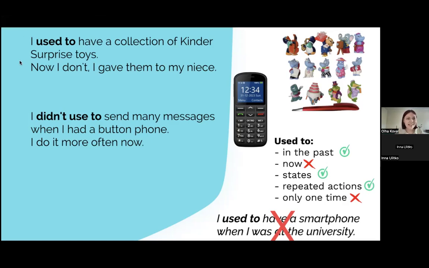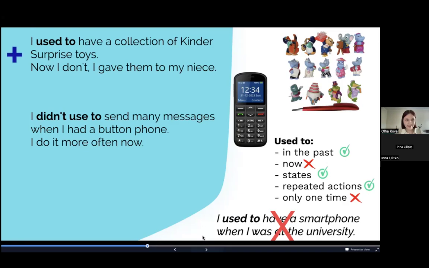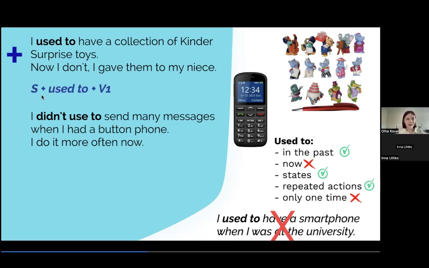So let's go on. Let's look at the first sentence. This one is obviously a positive sentence. I used to have. So let's look at the formula of the sentence. First of all, we have a subject, who, I, then we have used to, and then we have the verb in the first form. I used to have, not I used to had or having, but the first form, infinitive. I used to have, I used to love, I used to go.